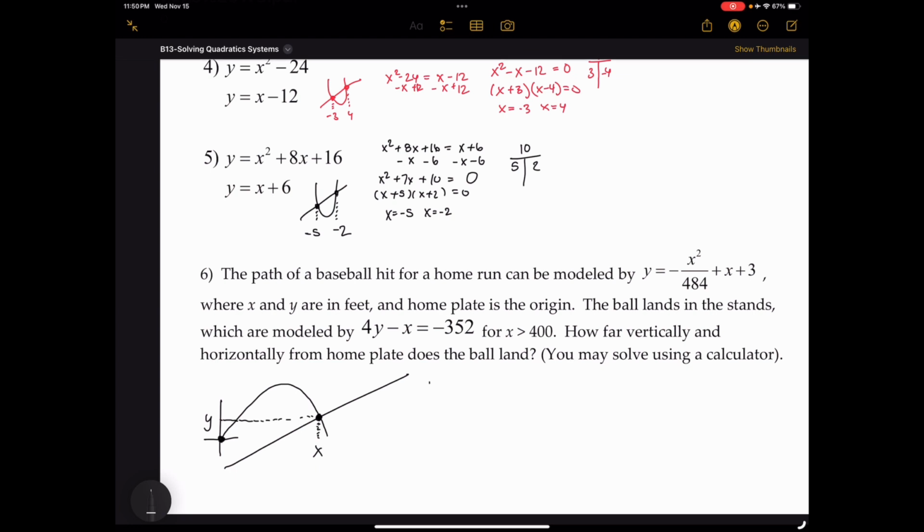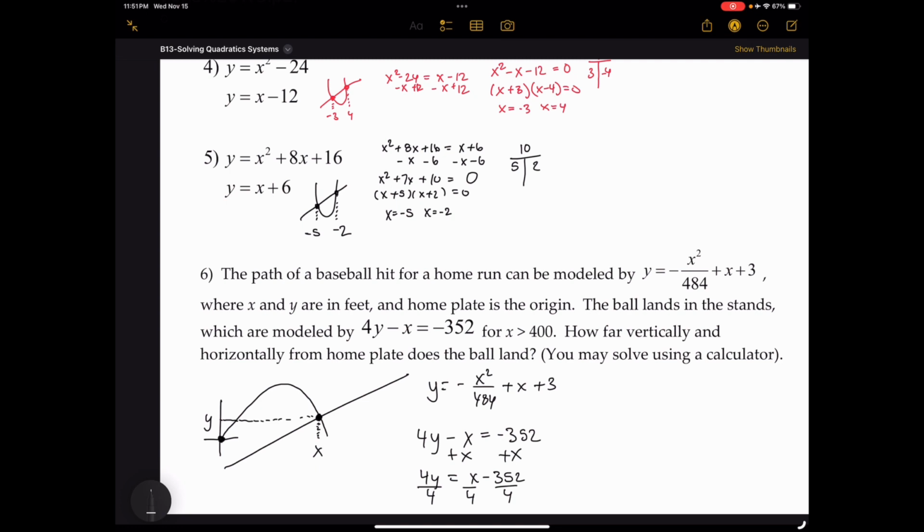The first one, y equals negative x squared over 484 plus x plus 3. Second one, 4y minus x is equal to negative 352. Okay, I'm going to divide everything by 4. Well, actually, let's add x to both sides. So we're going to get 4y is equal to x minus 352. Divide everything by 4.